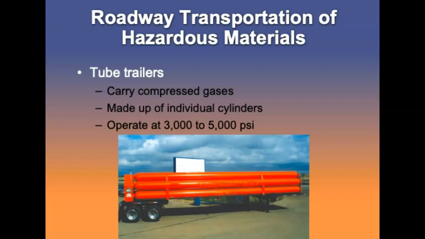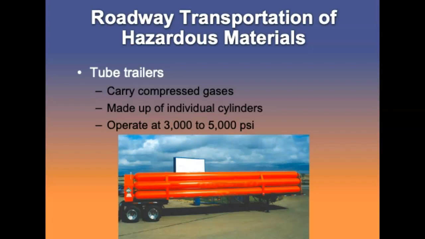Tube trailers carry compressed gases like hydrogen, oxygen, helium, and methane. They are high-volume transportation vehicles. They are made of several individual cylinders banded together and fixed to a trailer. They operate at working pressures of 3,000 to 5,000 PSI. So, high PSI. One trailer can carry several different gases in individual tubes. The valve control box is usually found on the rear of the trailer, and each individual cylinder has its own relief valve.